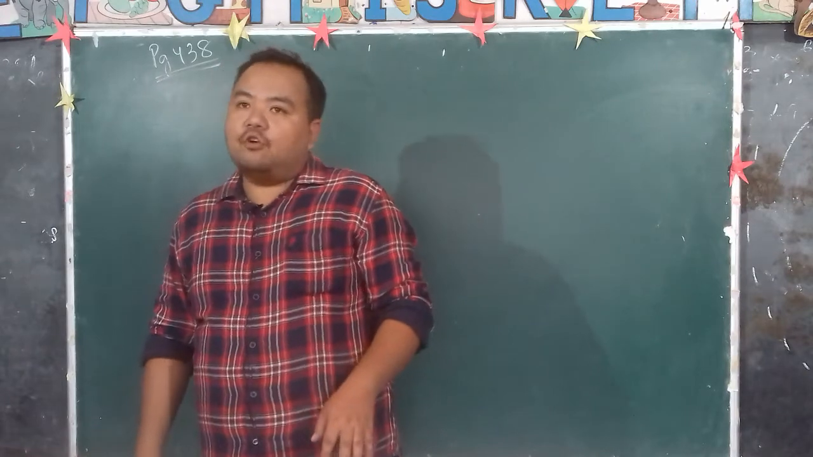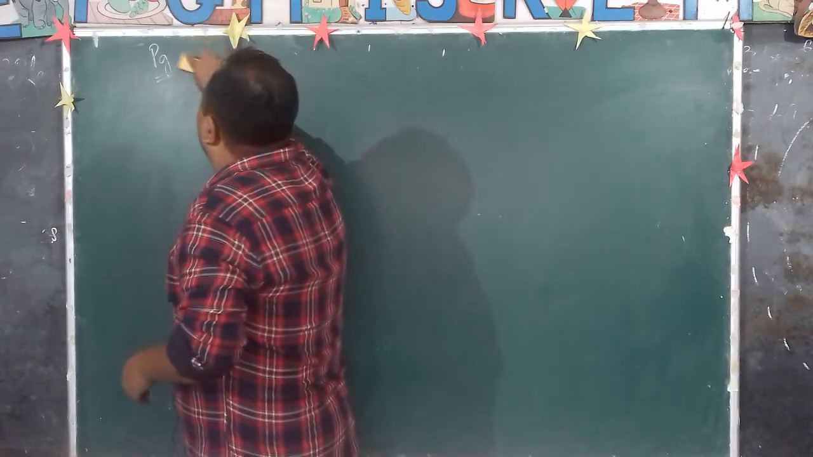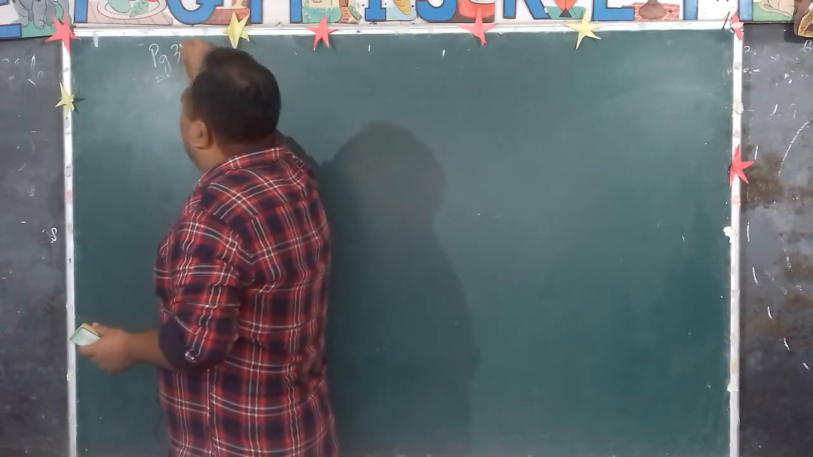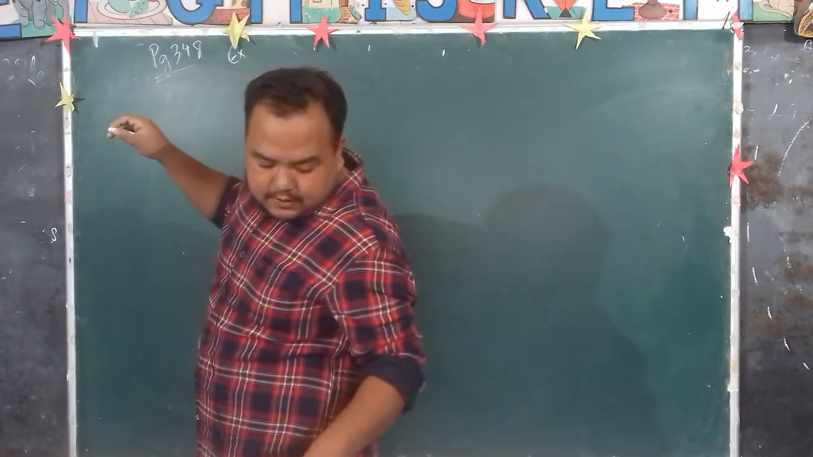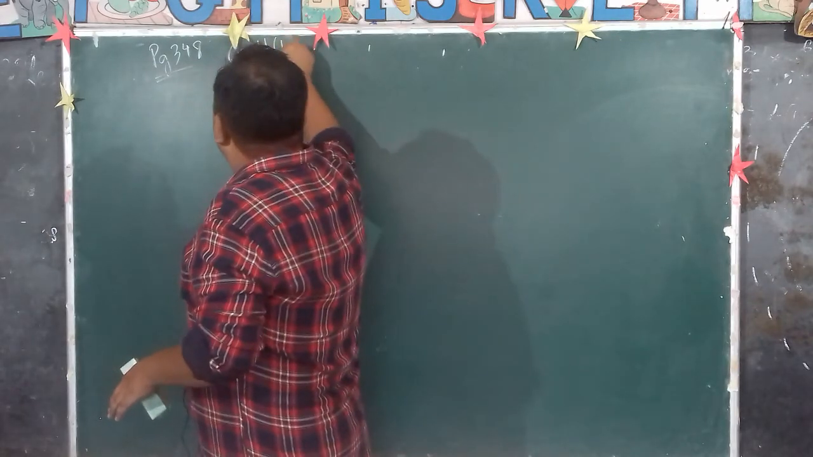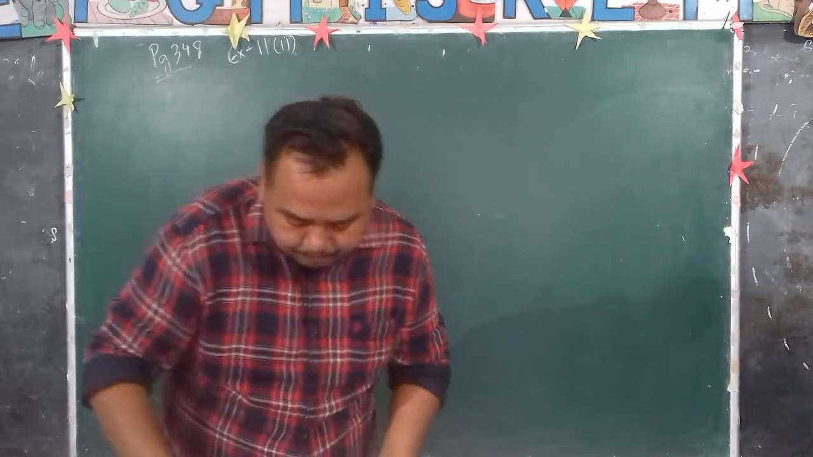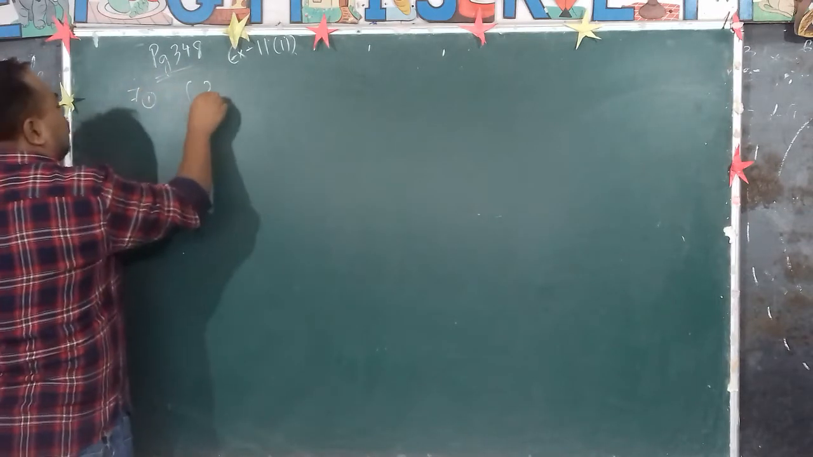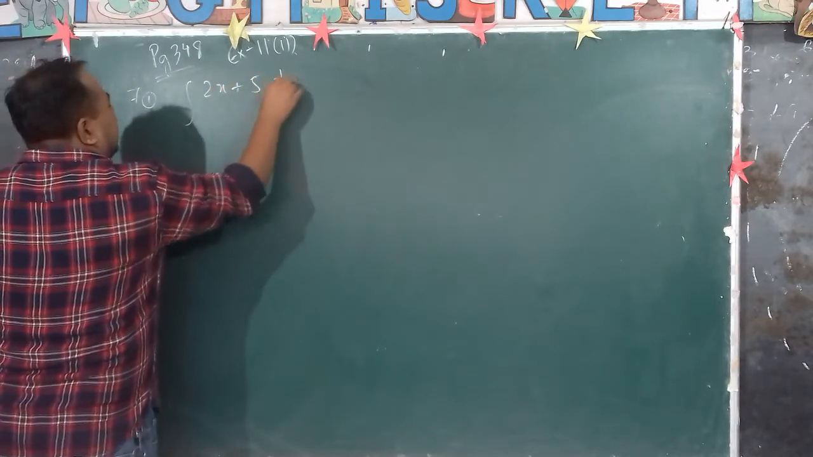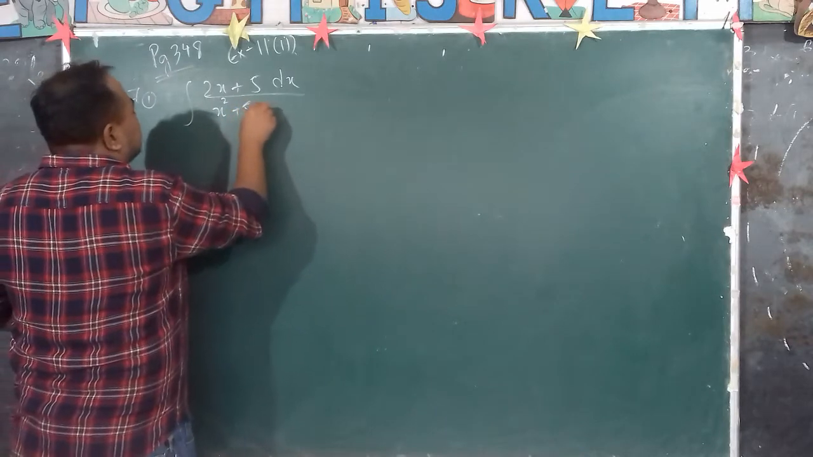So this is page number 348, exercise 11, subdivision 2. So we start with question number 7. Question number 7, subdivision 1 is integration of (2x plus 5) dx divided by x square plus 5x plus 7.